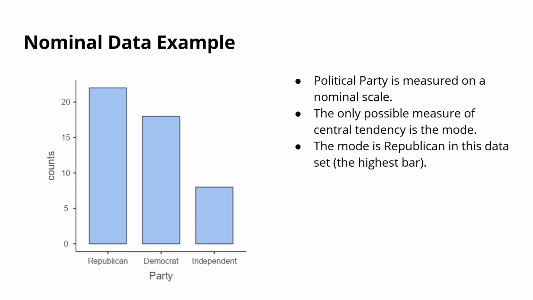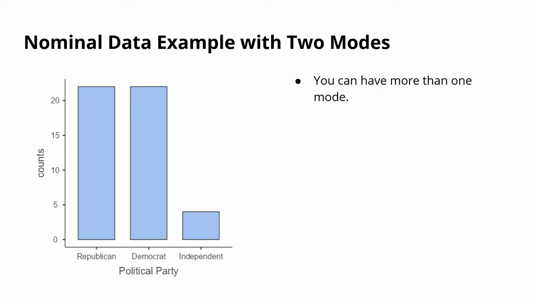of this data set. Now this next slide is also looking at political party, but you'll notice here that we have the same number of people in the Republican and the Democrat categories. In this case, we have two modes, right? Republican and Democrat are the mode. They're both the most frequently occurring categories in the data set. Okay? So you can have more than one mode in any particular data set.